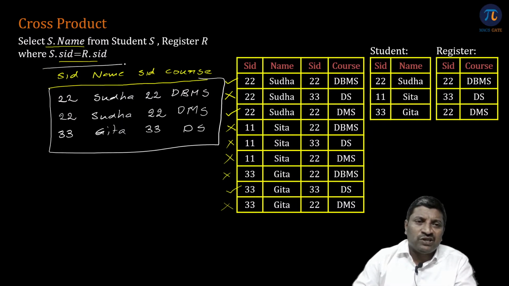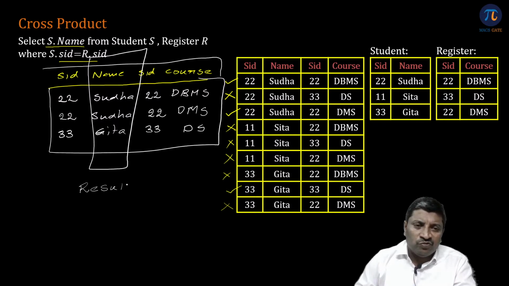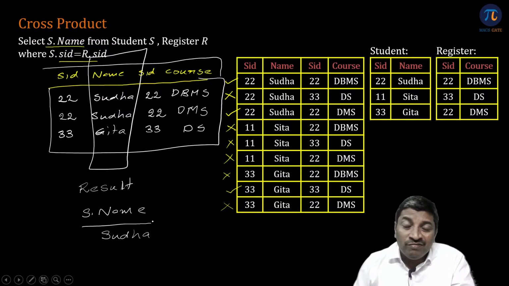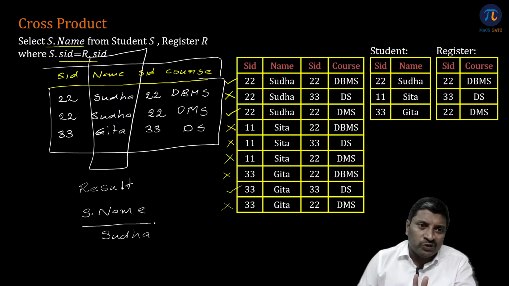Now from this, I don't want all the attributes, sir. I want only the names, because you asked only the names. So in the result, what do you get, sir? Names only. S dot name. What are the names? Sudha. The question is whether Sudha is displayed 2 times or 1 time. Can anyone answer, sir?